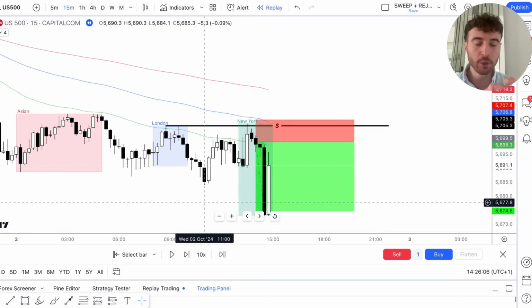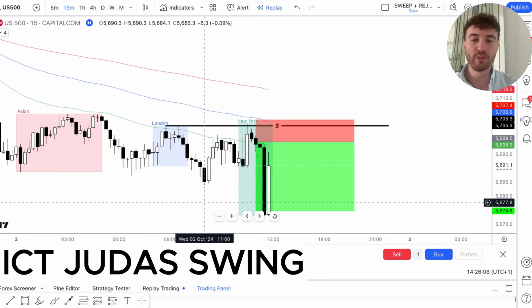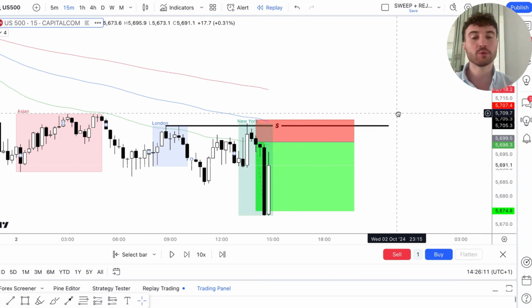So this is how you use the ICT Judas swing within the live real markets. And this was a trade, as I said, that was taken with all Toto Capital members that did manage to capitalize on this trade.